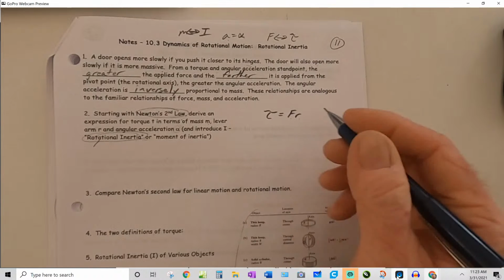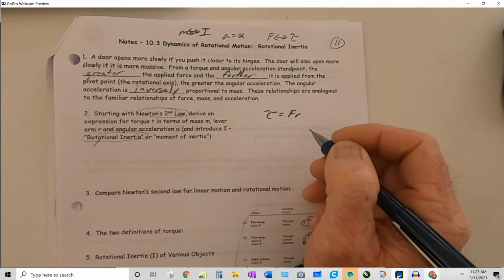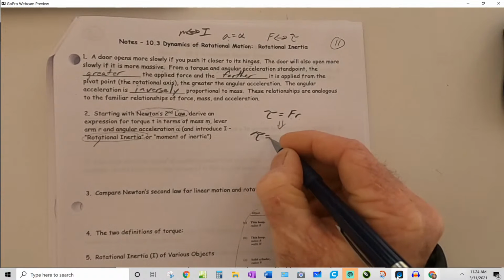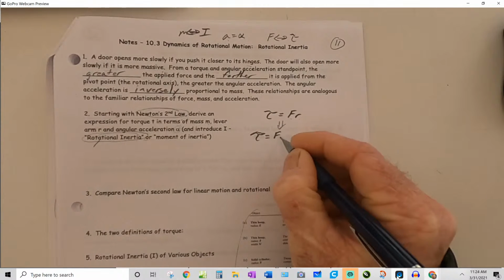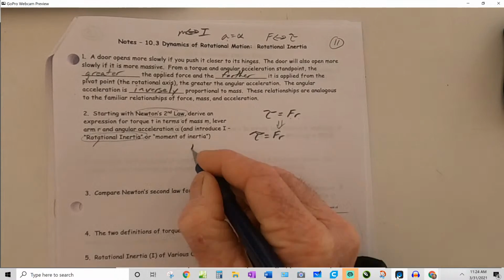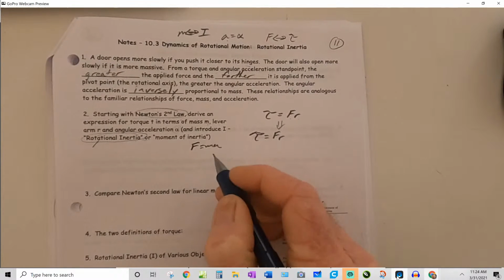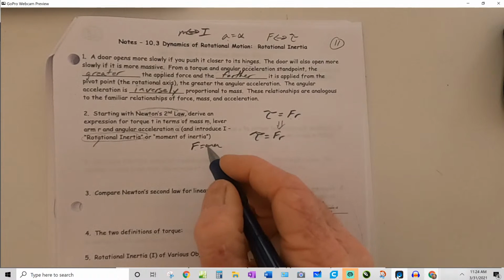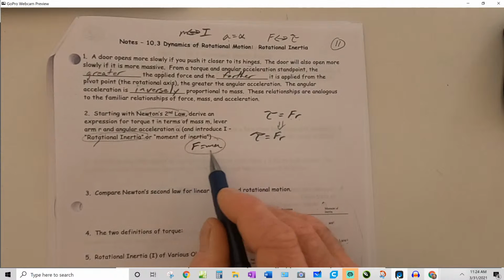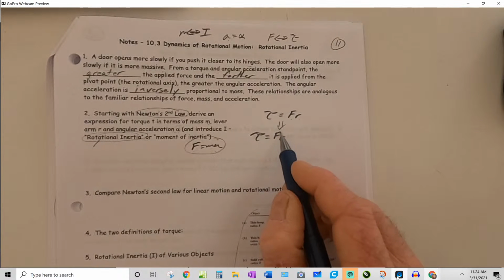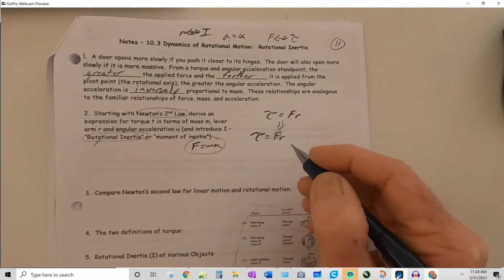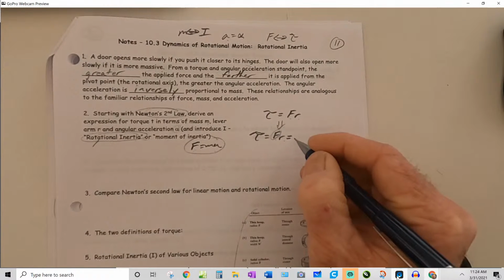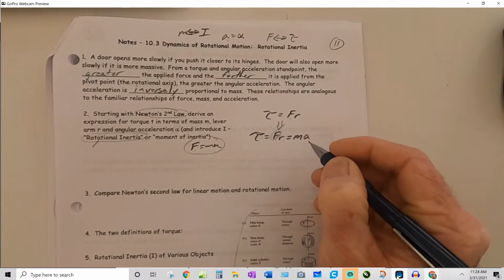And I'm just going to go down and write that again, but then I'm going to do a substitution. So torque equals Fr, but I'm going to combine that with F equals ma. I'm not going to use the summation symbol and write F net, but F equals ma. This is Newton's second law. And if F equals ma, then I can put in ma for F. So torque equals a force that's applied times a lever arm. I'm just going to say torque equals mass times acceleration times a lever arm.